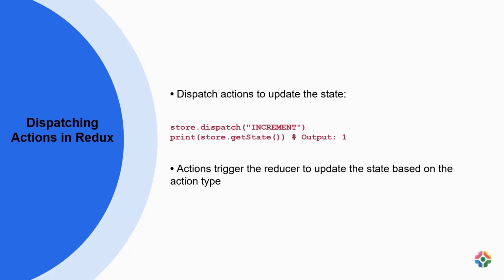In the provided snippet, calling store.getState after dispatching the action will output the updated state value of 1, showcasing the impact of the action on the state. This process of dispatching actions to trigger state updates via reducers is fundamental in managing application state in Redux.